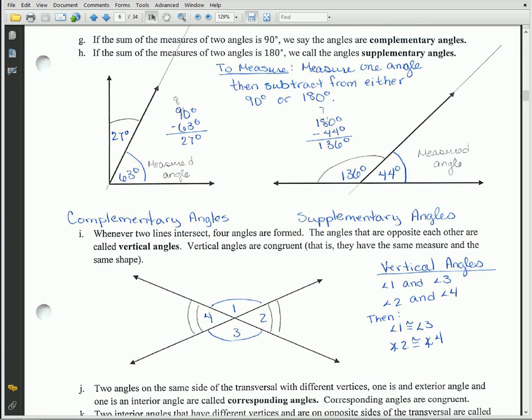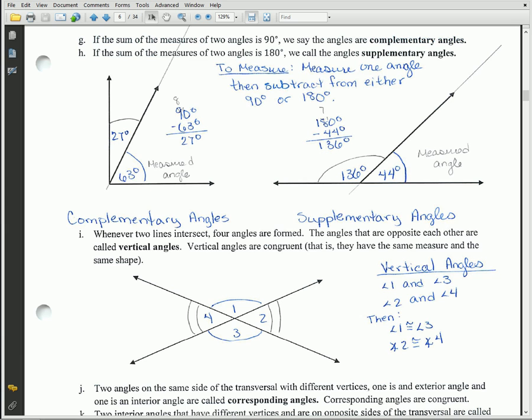for WebAssign, I think. If the sum of the measures of two angles is 90 degrees, they are complementary angles. They do not have to be adjacent to be complementary. If the sum of the measures of two angles is 180 degrees, they're supplementary angles. Again, they do not have to be adjacent to be supplementary.